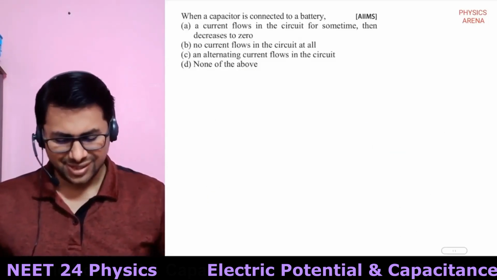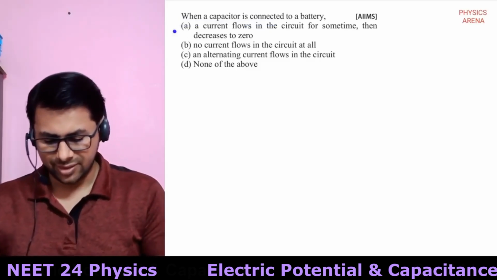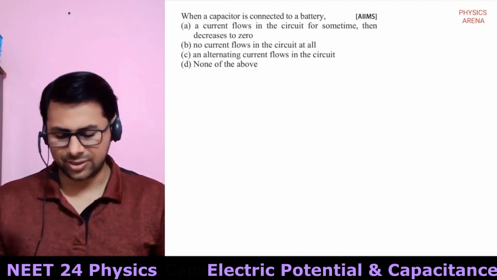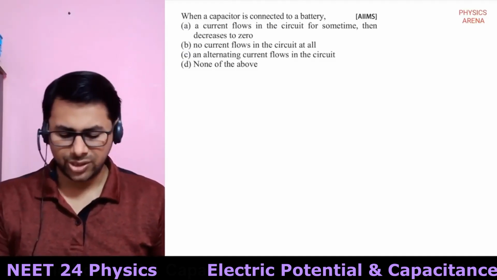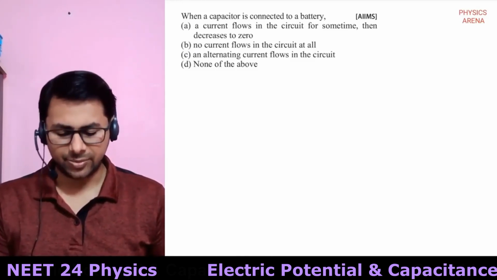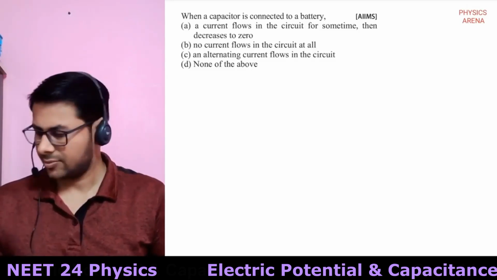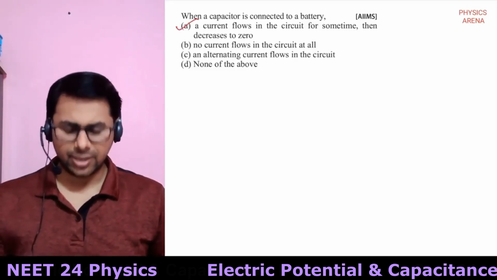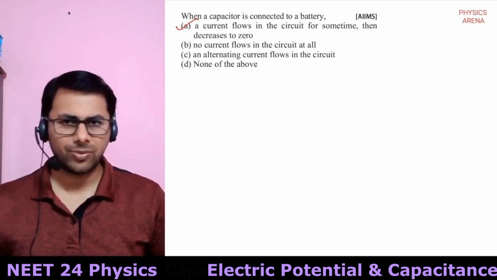Anyways, next one. When a capacitor is connected to a battery: option A, current flows in the circuit for some time, then it decreases to 0. Option B, no current flows in the circuit at all. Option C, an alternating current flows in the circuit. Option D, none of the above. Yeah, it's option A. Current flows for some time. When the capacitor gets charged, after that, no current will flow.